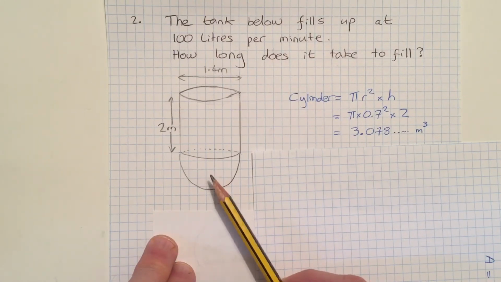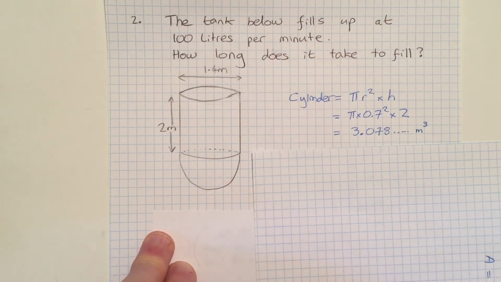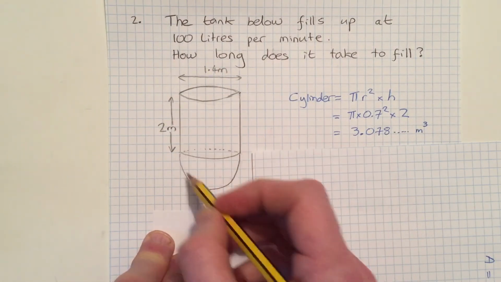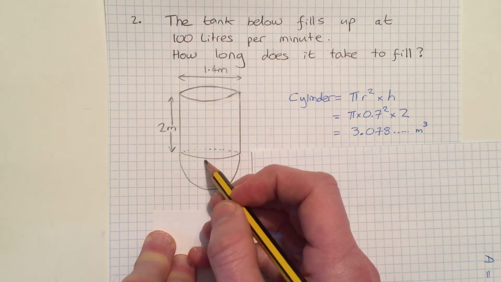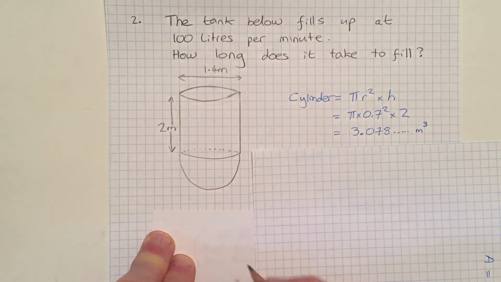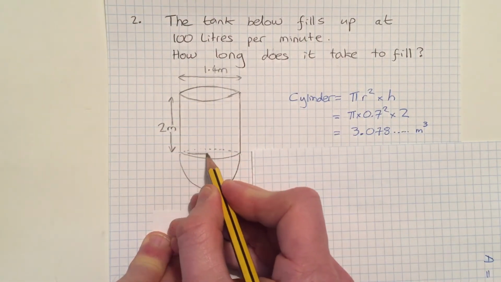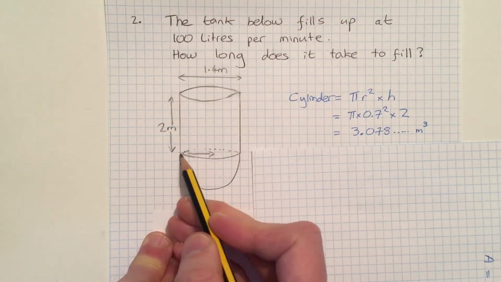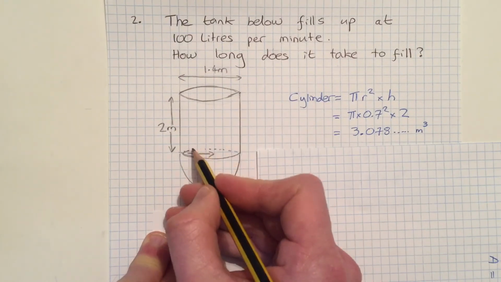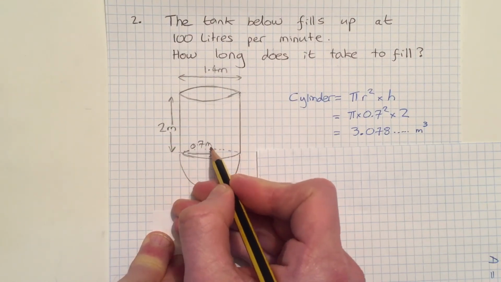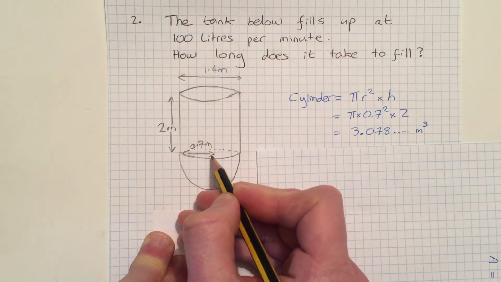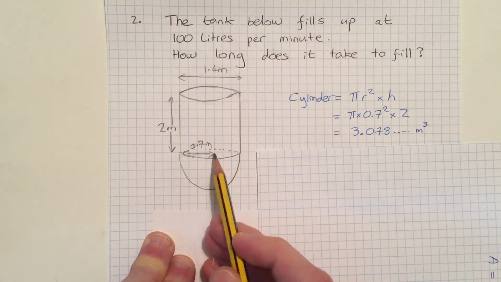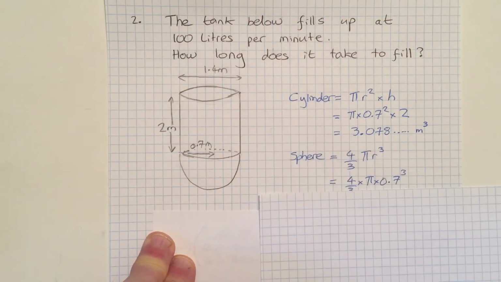I'm now going to focus on the hemisphere down here. To do that, I'm first going to focus on the whole sphere. I'm going to imagine this is a whole sphere. I'll get my answer and divide it by 2. The radius of my sphere would be exactly the same, because if it's 1.4 here, it's going to be 1.4 across here. So this is going to be 0.7 metres here as well. Just to repeat that, if that's 1.4, then that's 1.4. Therefore, the radius of my sphere is 0.7.